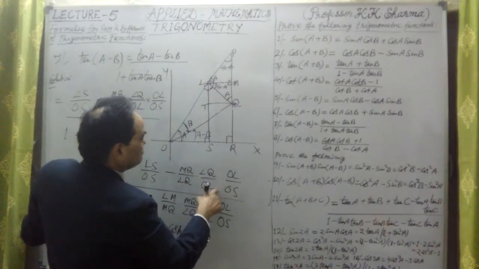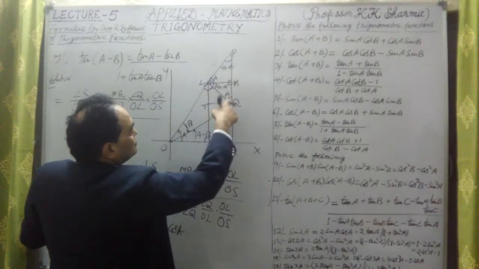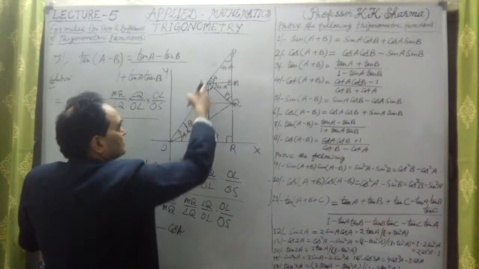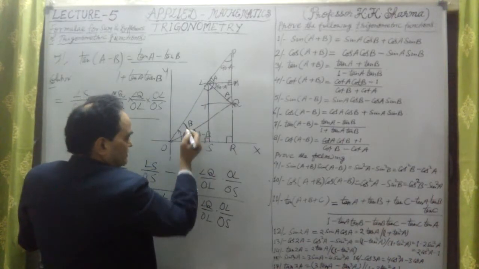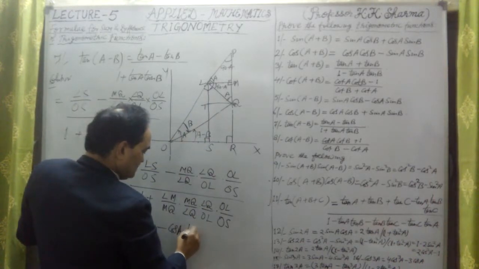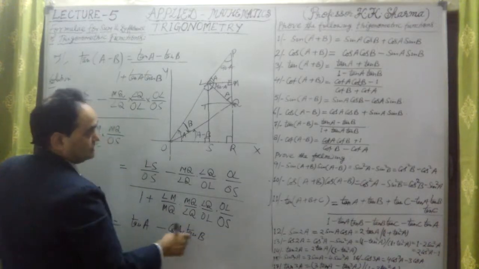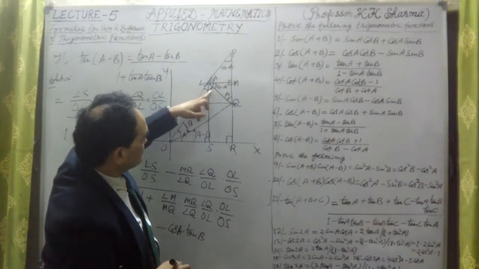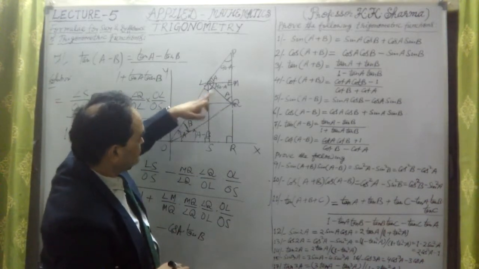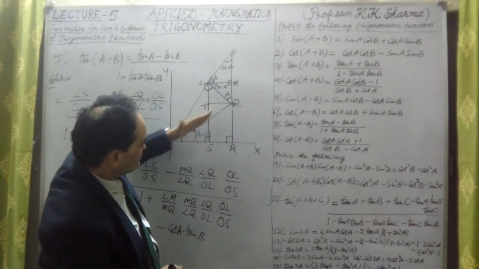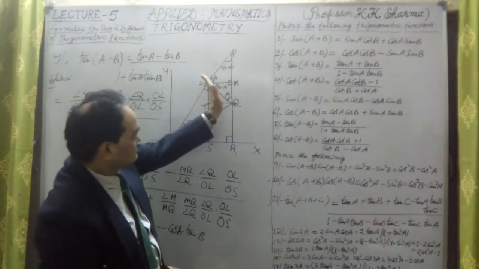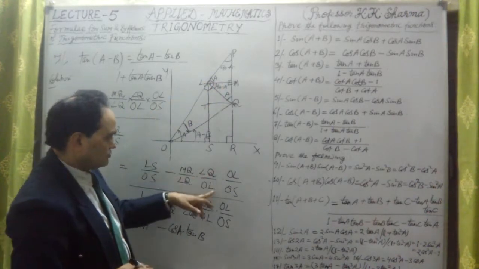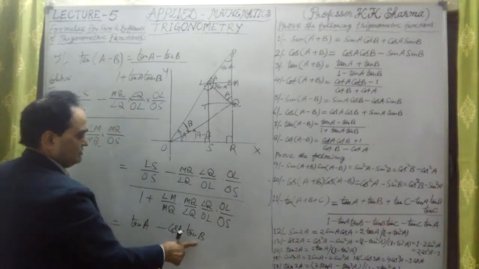Now LQ upon OL, this is perpendicular upon base again. This is tan B. This is angle tan B. Trigonometric ratio tan B. Why? Because in right triangle OLQ, L is right angle. This is hypotenuse, but this is the base. This is perpendicular. So perpendicular upon base LQ upon OL. This is LQ upon OL. This is tan B.